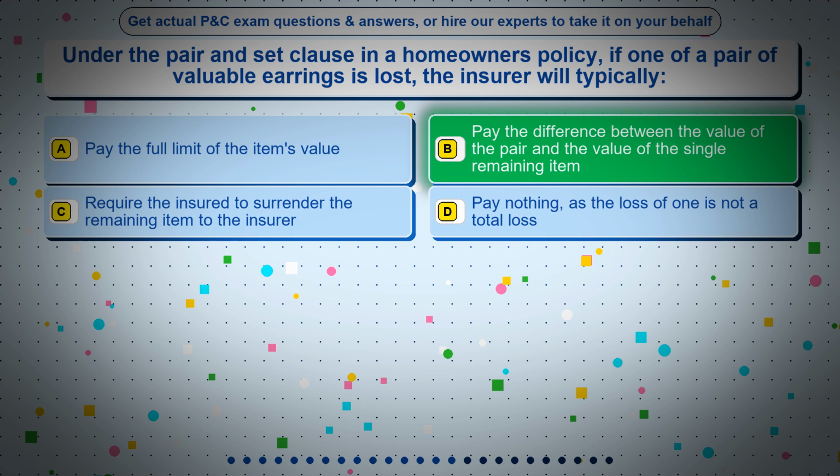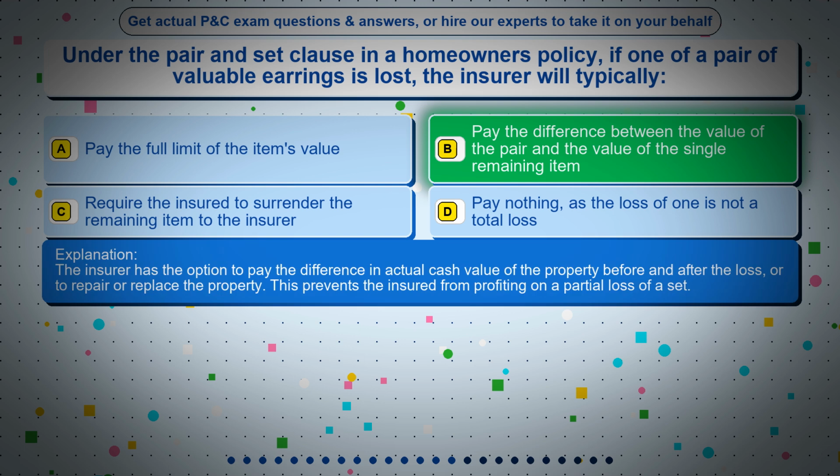single remaining item. The insurer has the option to pay the difference in actual cash value of the property before and after the loss, or to repair or replace the property. This prevents the insured from profiting on a partial loss of an asset.